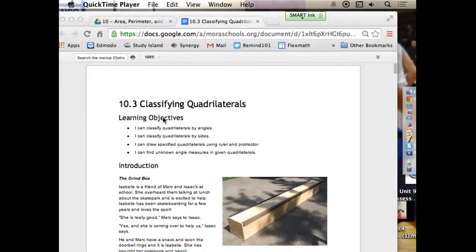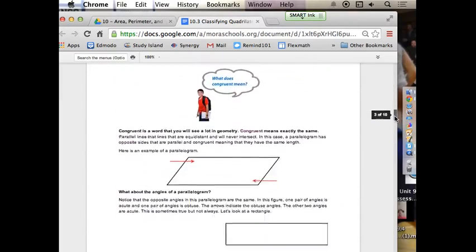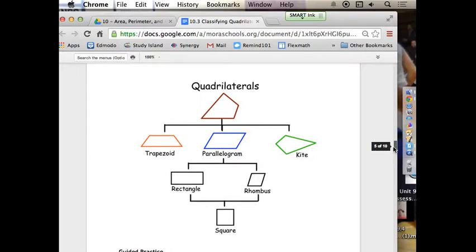Okay, we're doing 10.3, Classifying Quadrilaterals. This is going to be a quick lesson because we're going to do a lot of this in class. But we're going to classify quadrilaterals by their angles and their sides. Okay, the biggest thing that we look at here is we'll look at this chart right here and talk about them. This will be what we'll be going around finding them in class.